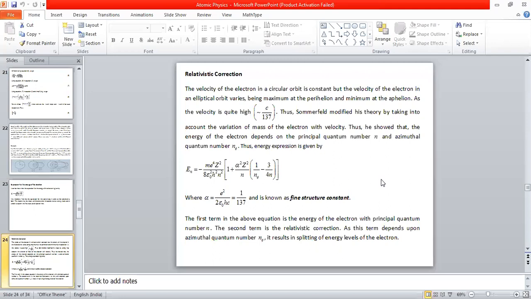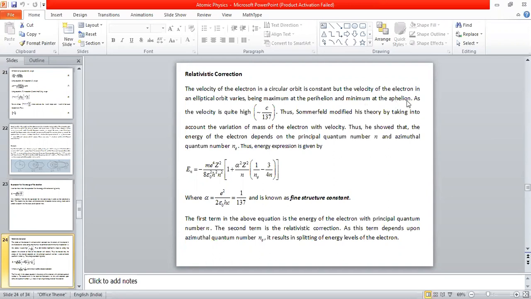Now we are including it. Please remember, the velocity of the electron in a circular orbit is constant, but the velocity of the electron in an elliptical orbit changes. That's what I have told already. It is maximum at perihelion, which is a point very close to the nucleus. When the electron is very close to the nucleus, that point is what we call perihelion. At perihelion its velocity is maximum, and when it is far away from the nucleus, that point is what we call aphelion. At the aphelion point the velocity is lesser.